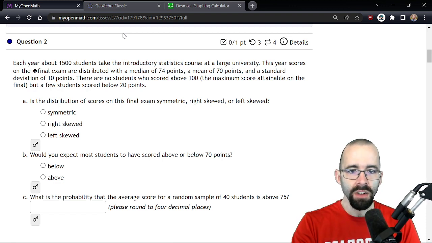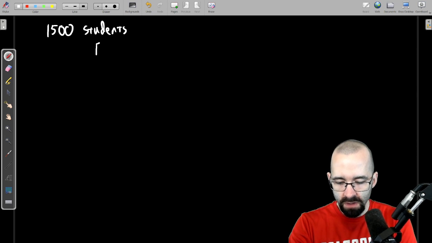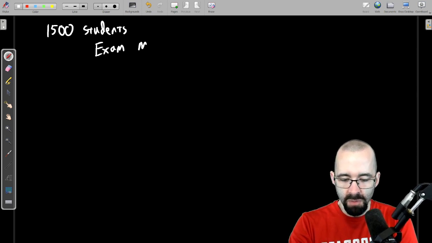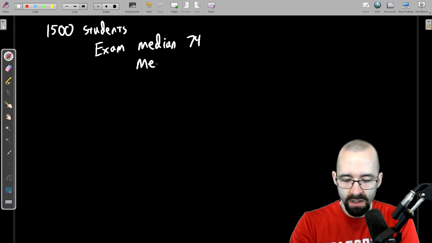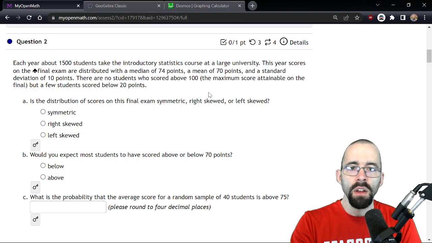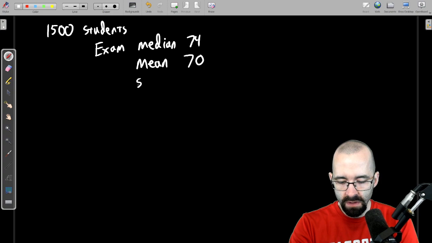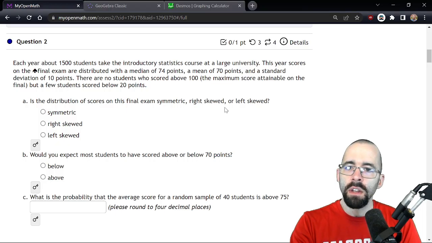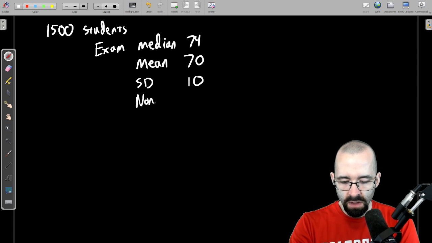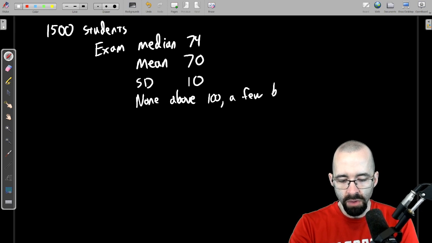Take the intro stats course at a large university. This year on the final exam, the scores are distributed with a median of 74. So the exam has a median of 74, a mean of 70, standard deviation of 10. There are no students who scored above 100, but a few are below 20. None above 100, a few below 20.